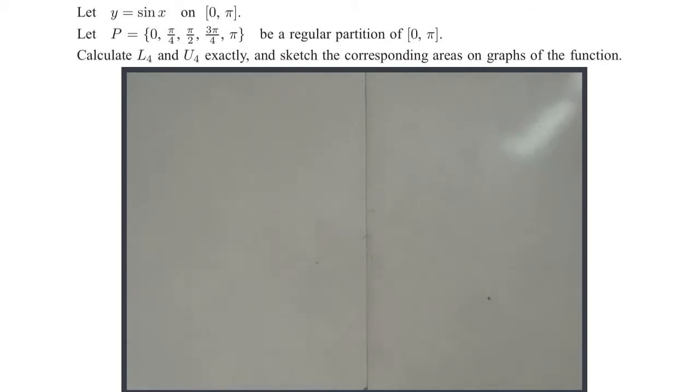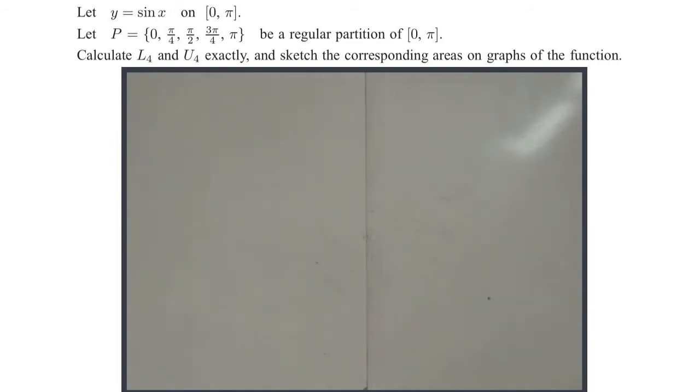y equals sine of x on the closed interval between 0 and pi. Let P, which equals the set of values 0, pi by 4, pi by 2, 3 pi by 4, and pi, be a regular partition of the closed interval between 0 and pi, so it's chopped up. You've got 5 points, which makes 4 strips.